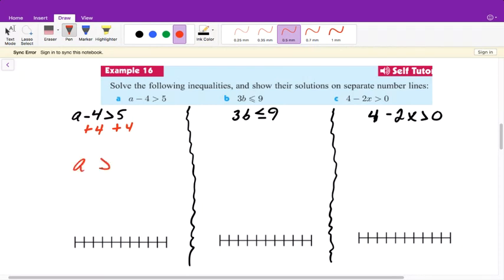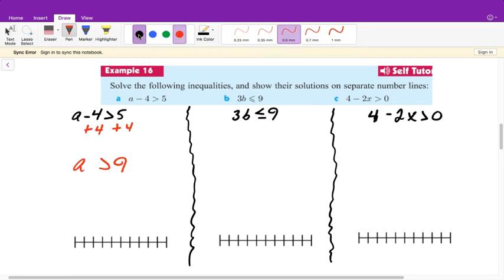So a is greater than 9, because as I showed you in that last part, when we're adding the same number to both sides or subtracting the same number from both sides, our inequality didn't change. What was once greater before was still greater. What was once less than was still less than. So now it just changes to a is greater than 9.